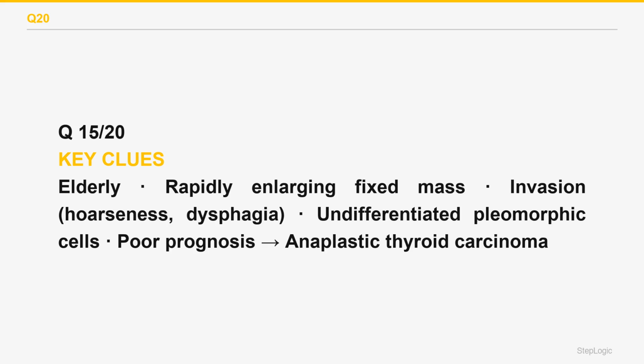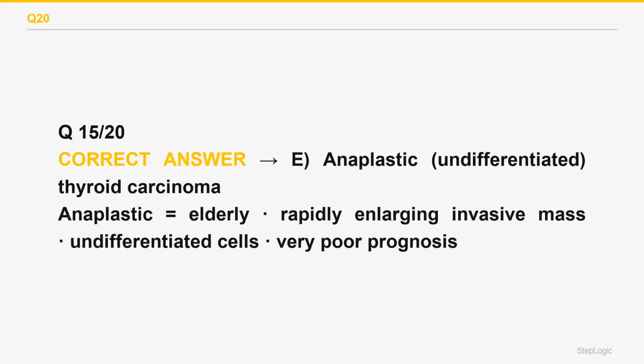It presents as a rapidly enlarging, hard, fixed neck mass over weeks, and because it invades local structures, it causes compressive symptoms: hoarseness, recurrent laryngeal nerve; dysphagia, esophagus; and dyspnea or stridor, trachea. Histology shows highly pleomorphic, undifferentiated giant and spindle cells with abundant mitosis. The prognosis is dismal, with most patients dying within months.